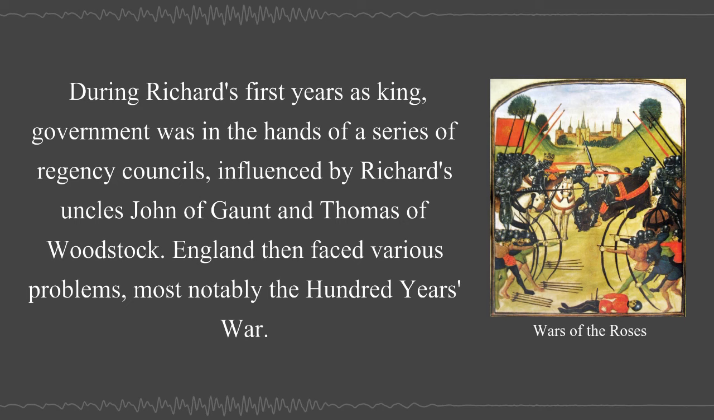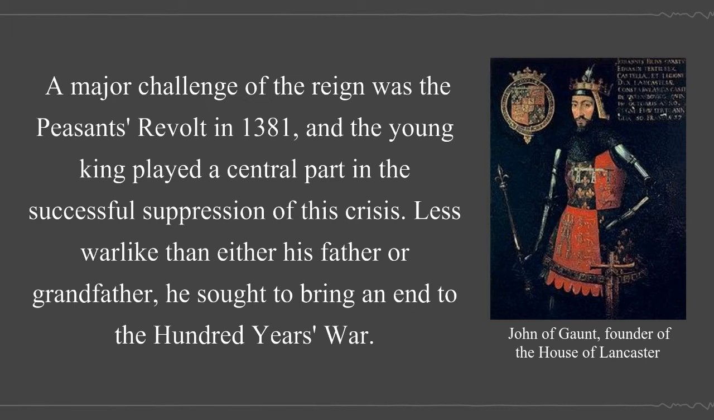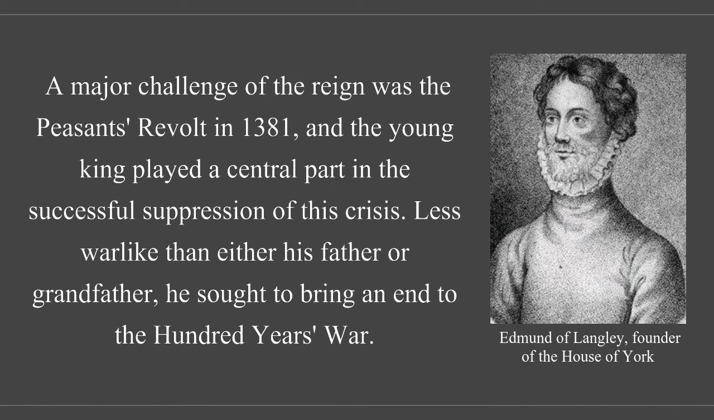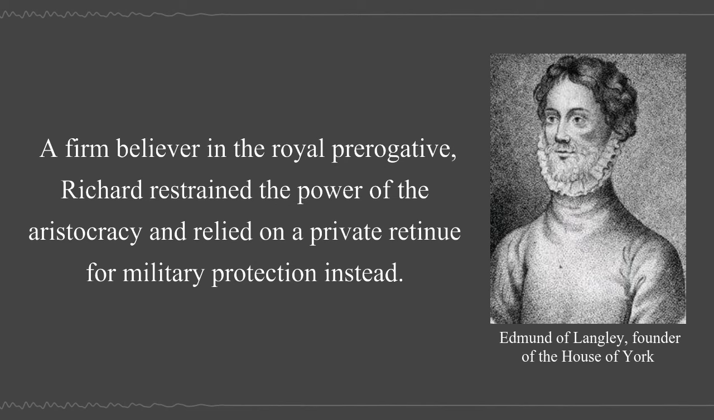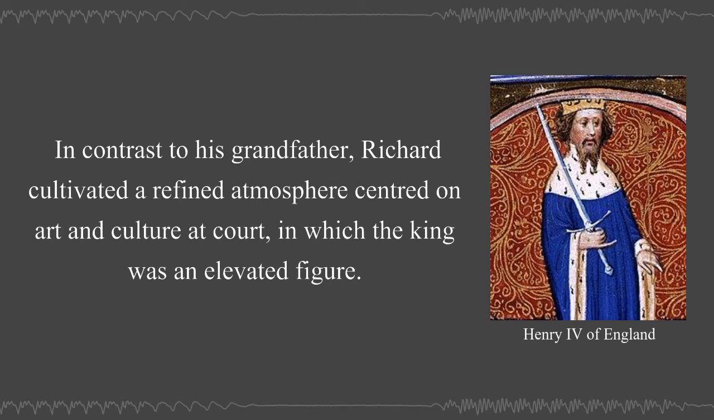England then faced various problems, most notably the Hundred Years' War. A major challenge of the reign was the Peasants' Revolt in 1381, and the young king played a central part in the successful suppression of this crisis. Less warlike than either his father or grandfather, he sought to bring an end to the Hundred Years' War. A firm believer in the royal prerogative, Richard restrained the power of the aristocracy and relied on a private retinue for military protection instead. In contrast to his grandfather, Richard cultivated a refined atmosphere centered on art and culture at court, in which the king was an elevated figure.